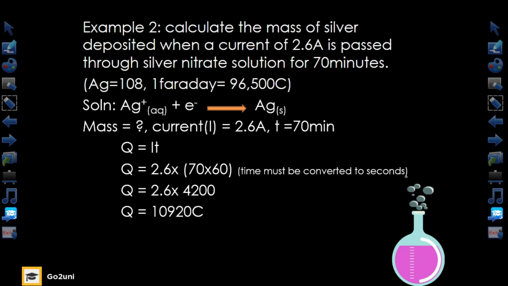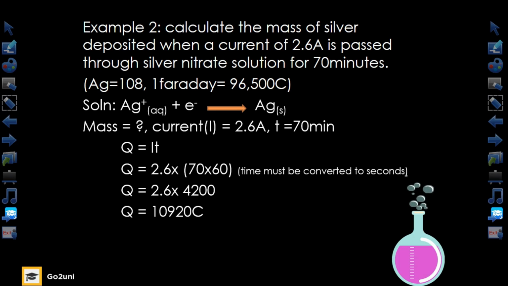To do such a calculation, we first calculate the quantity of electricity that has passed through. For 2.6 amperes current to pass through in 70 minutes, what is the quantity of electricity that must have passed? That is current times time: 2.6 amperes times time. Time is 70 minutes, which we convert to seconds: 70 times 60 gives 4,200. When we multiply by 2.6, we have 10,920 coulombs. So for 70 minutes, 10,920 coulombs of electricity, or charge, has passed through the electrolyte.